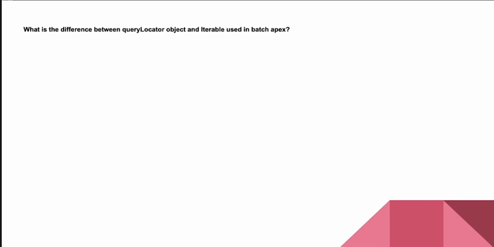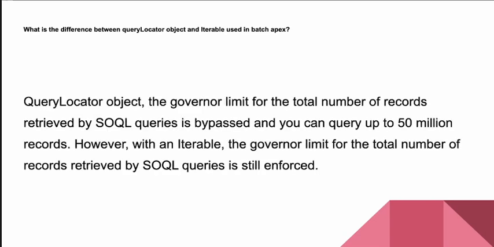Okay, no problem. So basically, query locator object is like the governor limit for the total number of records retrieved by SOQL queries is bypassed. So if we use that query locator object, the governor limit is bypassed, and we can query up to 50 million records. However, with the iterable, the governor limit for the total number of records retrieved by SOQL queries is still enforced. So that's the difference between these two. Okay, got it. So I'll go ahead for the next question.